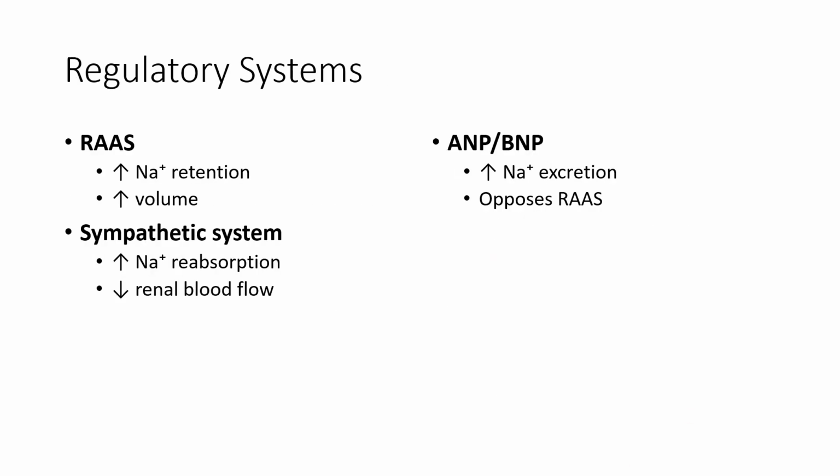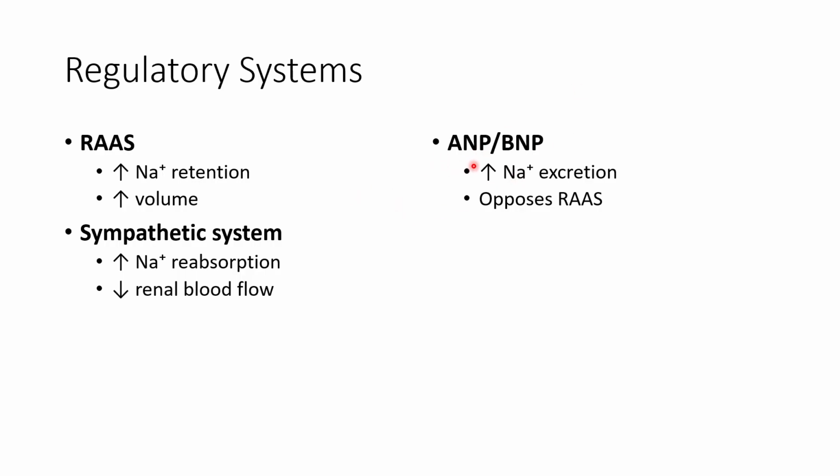So now the regulatory systems that control sodium and volume states. One is the RAS, which is activated when there is decreased effective arterial blood volume, causing sodium retention and increasing the volume. Then there is the sympathetic system, which is again activated by the baroreceptors, which will increase sodium reabsorption and decrease the renal blood flow. Then both of these are regulated by the peptides ANP and BNP.